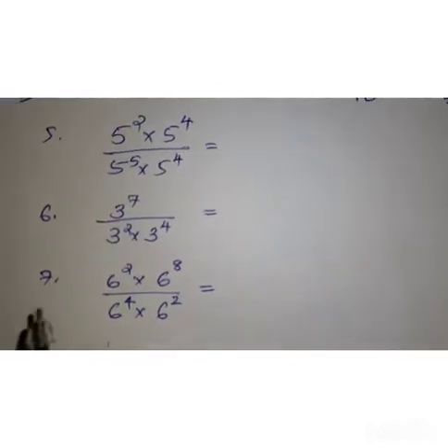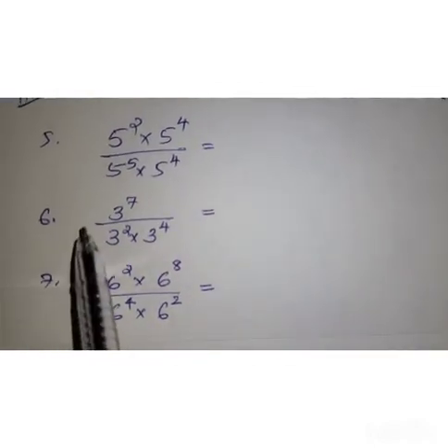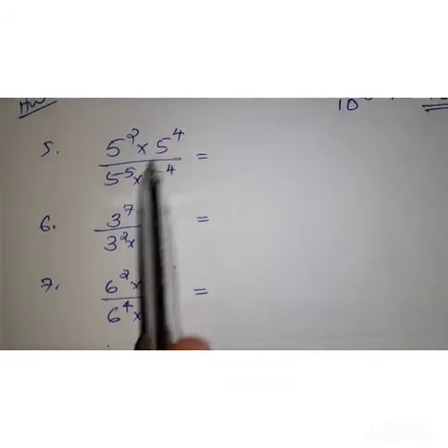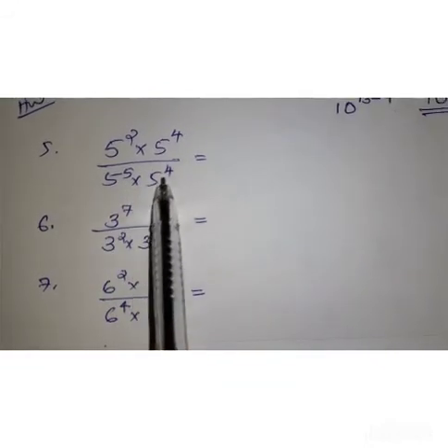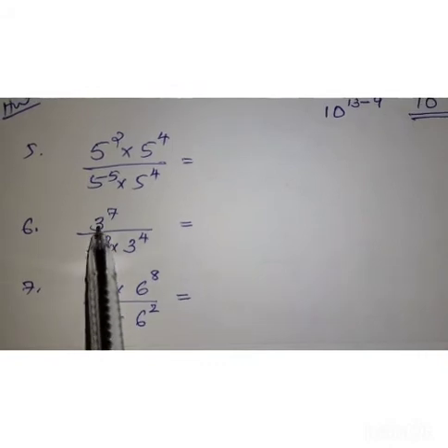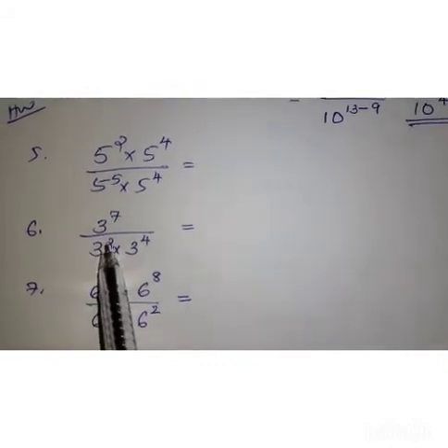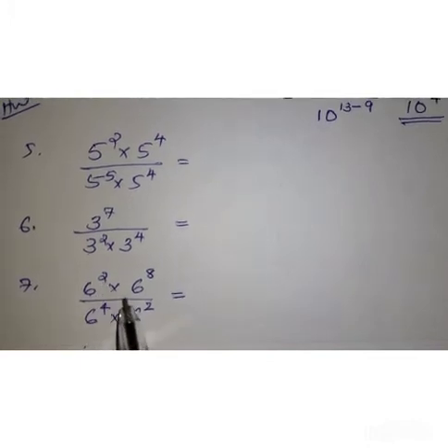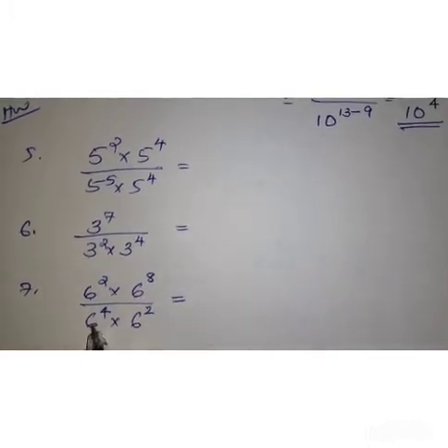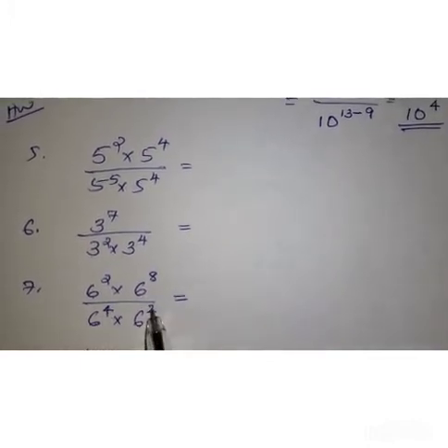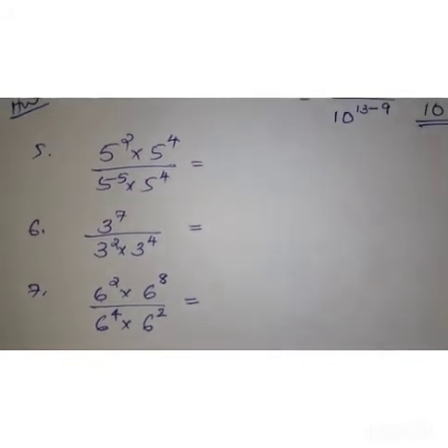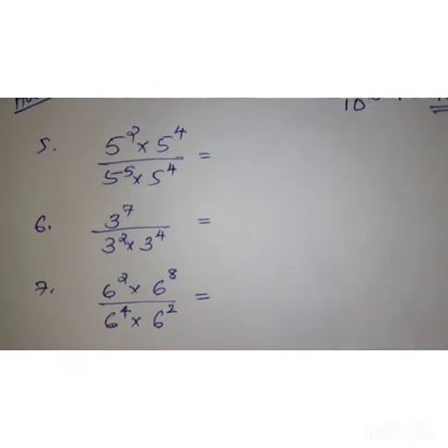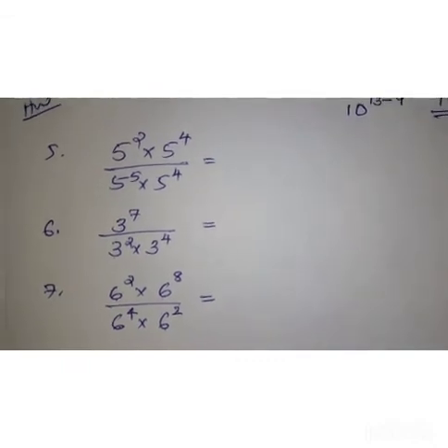These 3 questions, do them as homework. 5 raised to 2 into 5 raised to 4 divided by 5 raised to 5 into 5 raised to 4. 3 raised to 7 divided by 3 raised to 2 into 3 raised to 4. 6 raised to 2 into 6 raised to 8 divided by 6 raised to 4 into 6 raised to 2. Use the equations, multiplication rule and division rule, and simplify it.